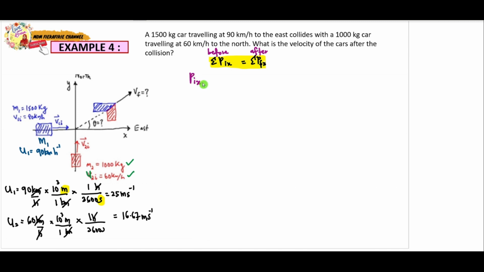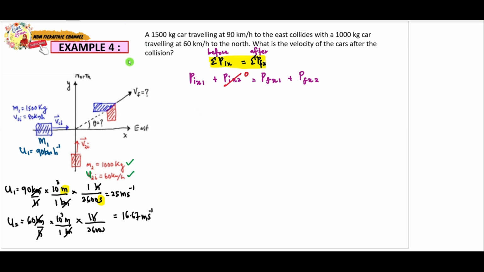So, bila kita tulis initial momentum in X component for car 1 plus initial momentum for car 2 equal to momentum final in X component car 1 plus momentum final in X component car 2. So kita dah tahu before collision car 2 tidak bergerak in X component. So kosong terus. Boleh? Okay.